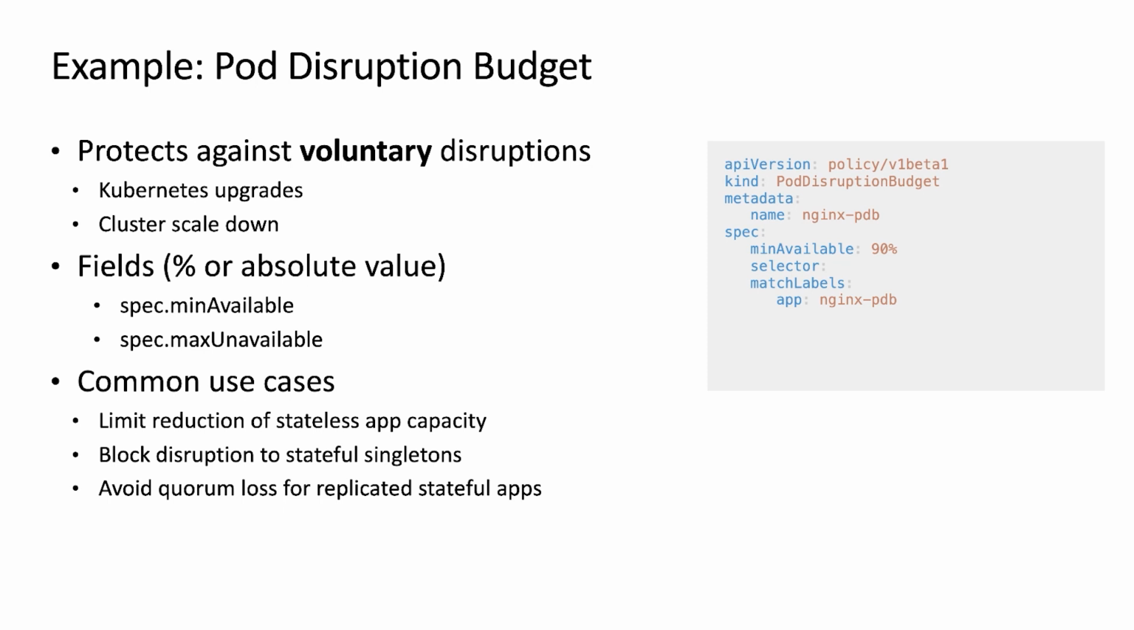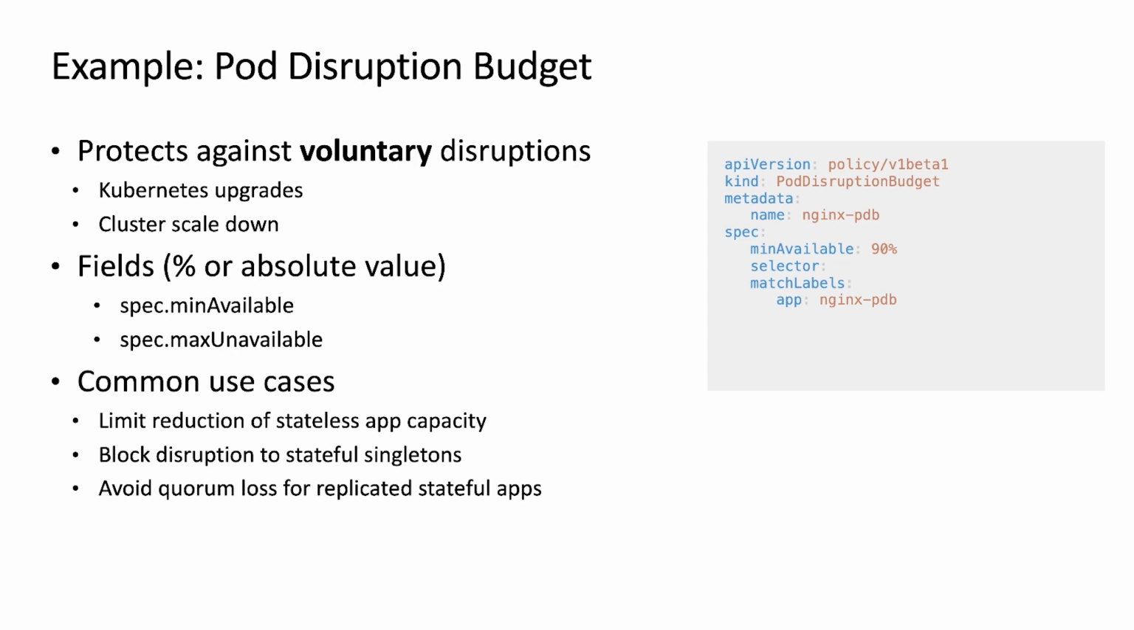So some of the common use cases for this are limiting the reduction of the application capacity on a stateless application. So if you've got a web front end that could tolerate only, say, 20% of decline in capacity as part of the voluntary disruption activities in the cluster, then you might say that your max unavailable for that selection, for that budget is 20%.